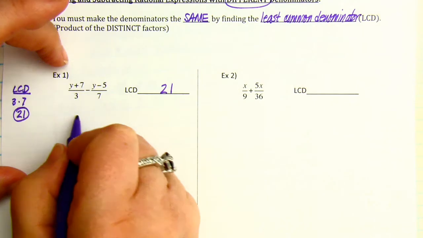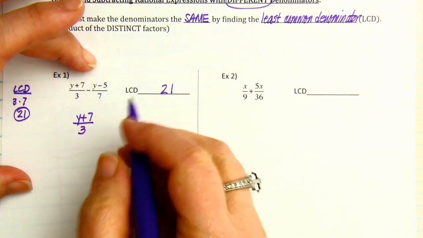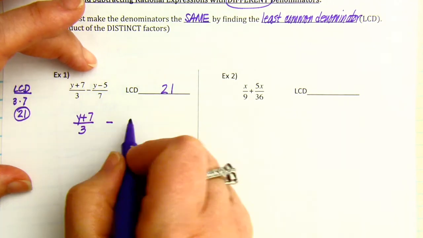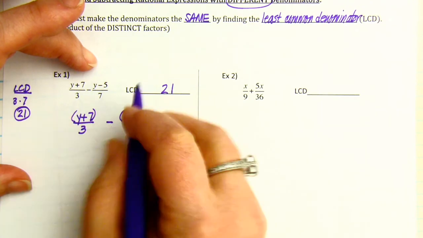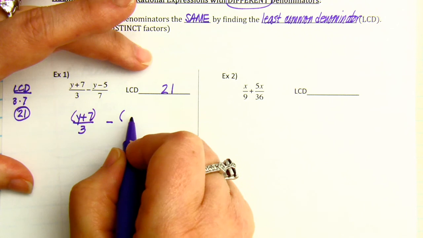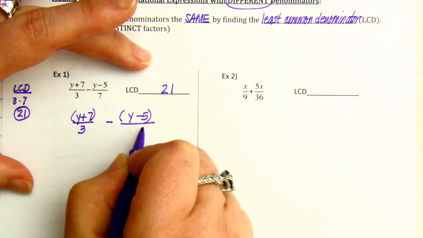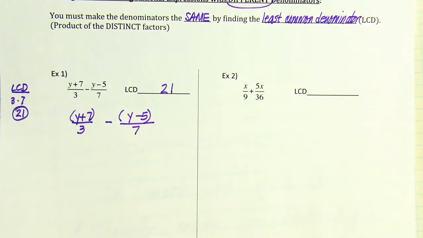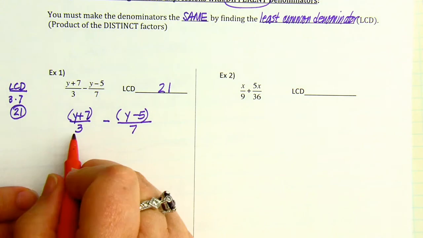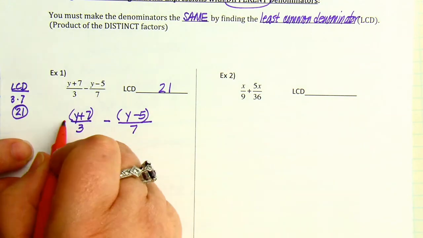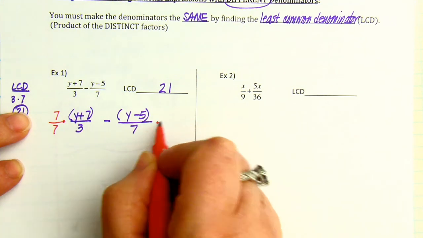I'm going to copy this problem, y plus 7 over 3. Subtract. These are quantities. Let's do y minus 5 over 7. Okay, that's the original problem. Now, folks, I need to make this be a 21 and this be a 21. So this becomes a 21 by multiplying by 7 over 7, and this becomes a 21 by multiplying by 3 over 3.